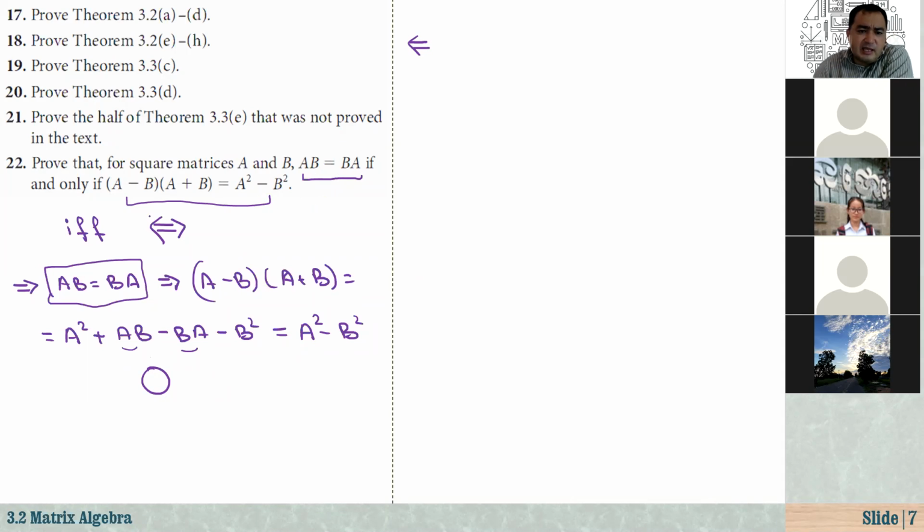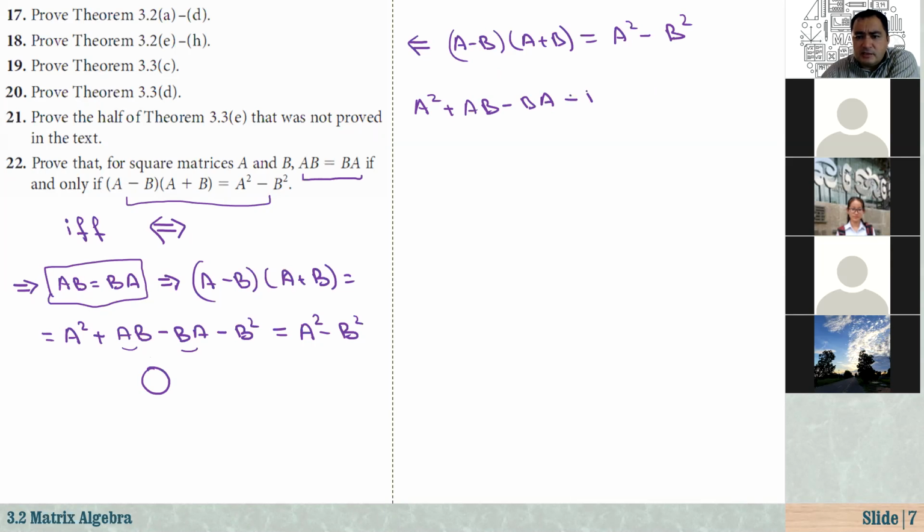Okay, so suppose that (A minus B) times (A plus B) is equal to A squared minus B squared. If it is true, that means that if I expand the left-hand side, I get A squared plus AB minus BA minus B squared. On the right-hand side, we have A squared minus B squared. Now these two things, the A squared terms, cancel out each other, and also negative B squared, right?